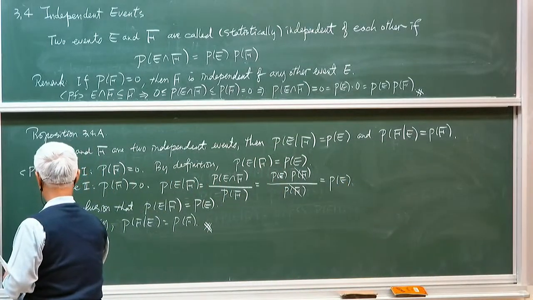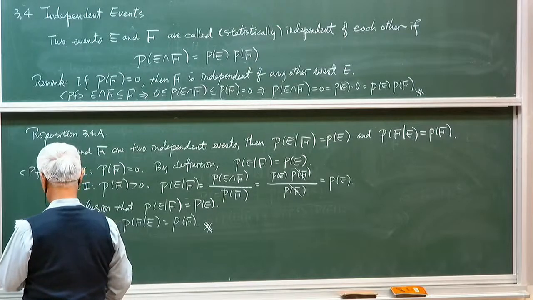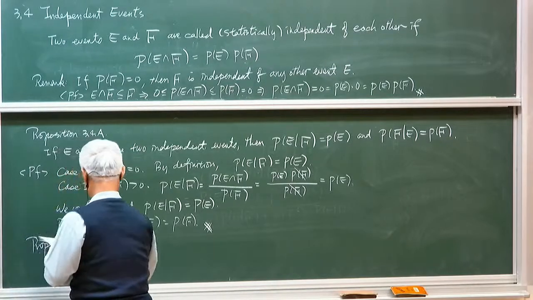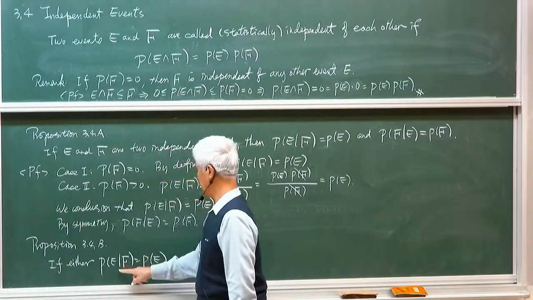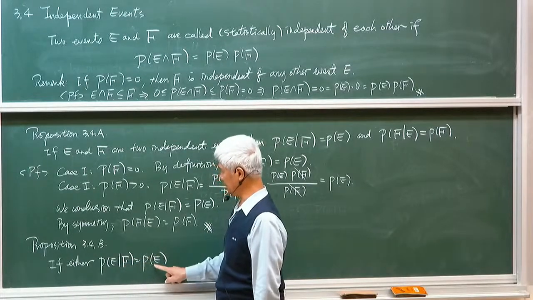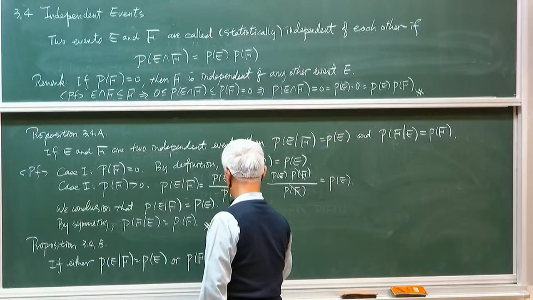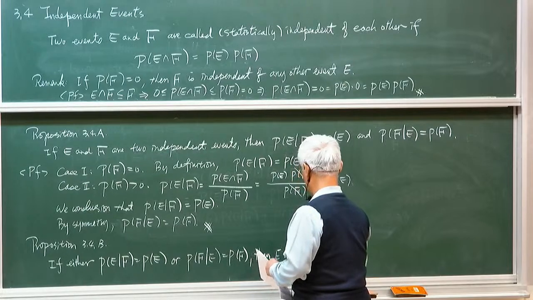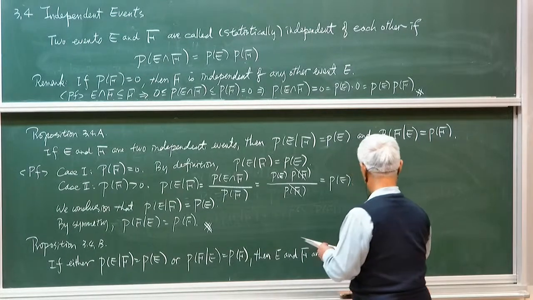All right, and the other way: if either the conditional probability of event E given event F is equal to the unconditional probability of event E, or if we have the other identity, either one, then E and F are independent of each other.